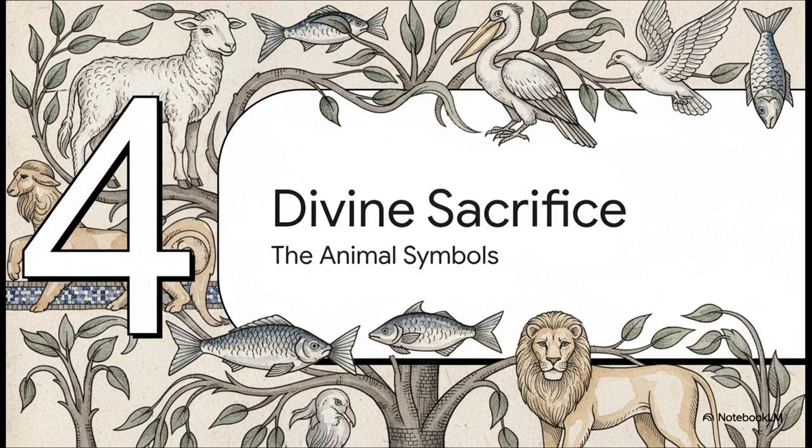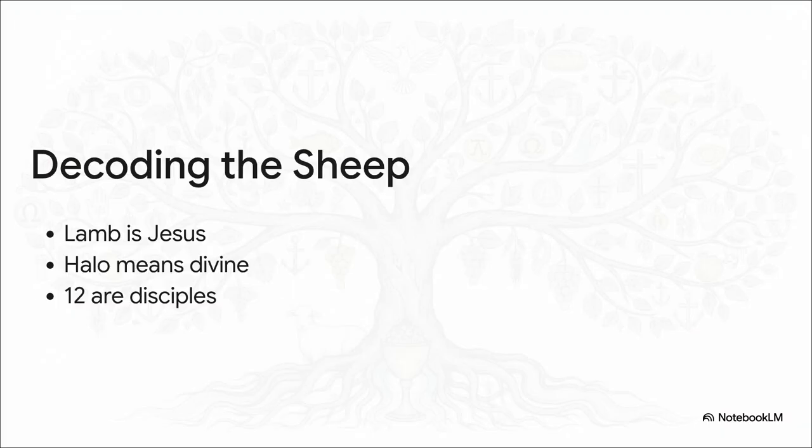Section 4, the divine sacrifice, decoding the animal symbols. Now let's look at the incredible animal imagery lining the bottom. The artist brilliantly used everyday animals that regular people would instantly recognize to explain some seriously deep theological concepts. Specifically, the mosaic uses sheep to explain atonement.